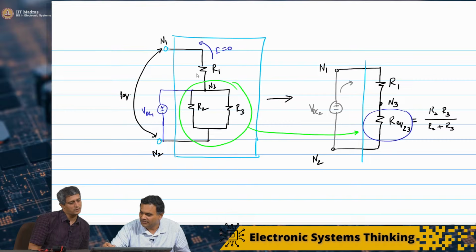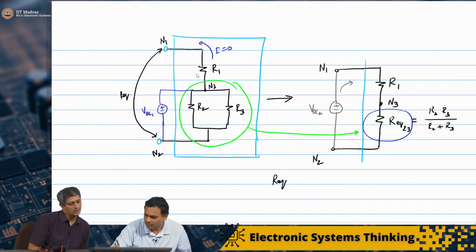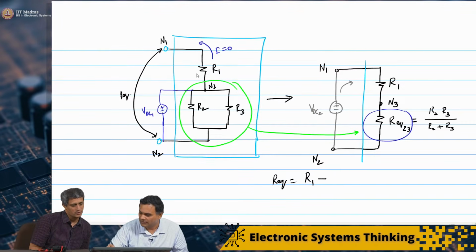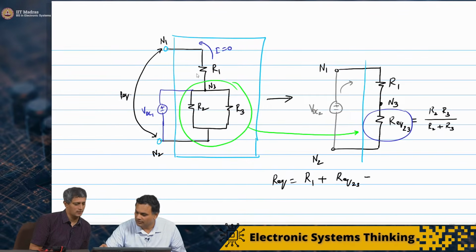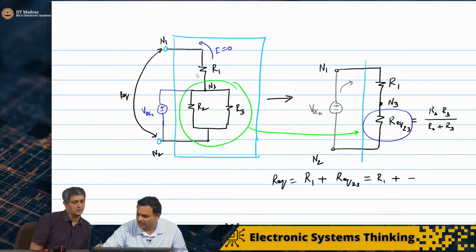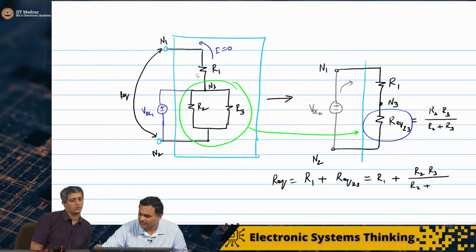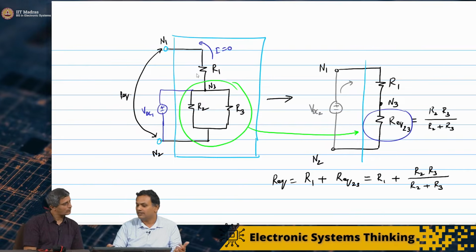So this is R equivalent total, right? Yeah. R equivalent is the sum of the two resistors. The first one is R1, the second one is R2, R equivalent 2,3. Correct. So this is nothing but R1 plus R2, R3 by R2 plus R3. Nice. So this seems to be a resistance as well.